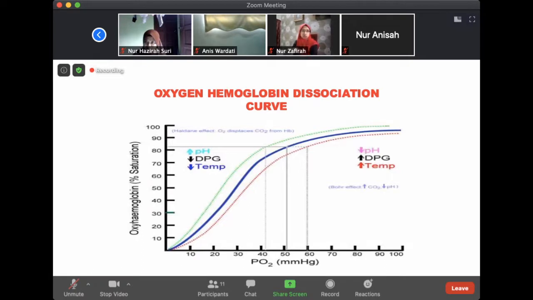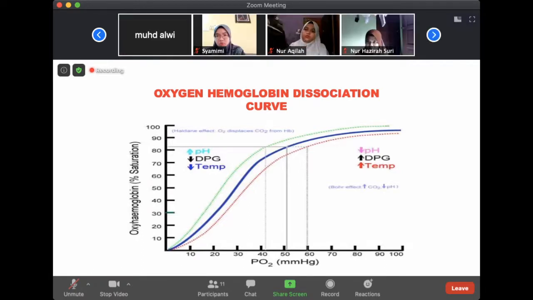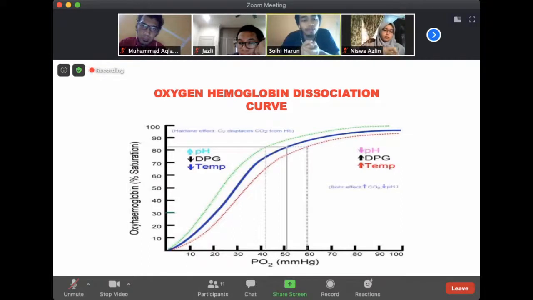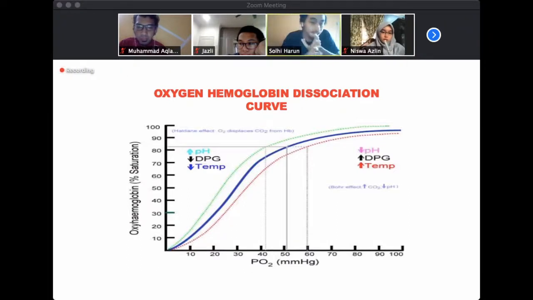Among the factors that increase the oxygen unloading, in other words shift the curve to the right, we can remember them by a mnemonic called CADET face right. C for CO2, A for acidity, or increase in H plus, or reduction in pH value. D for 2,3-DPG, which is a byproduct of glycolysis. E for exercise and T for temperature. Anything that increases these values will shift the curve to the right. In other words, it will cause more unloading of oxygen.